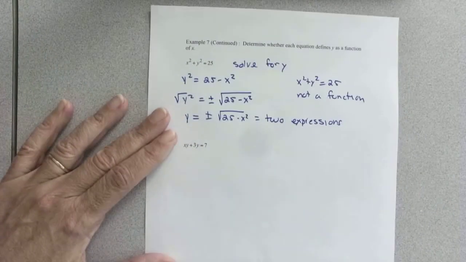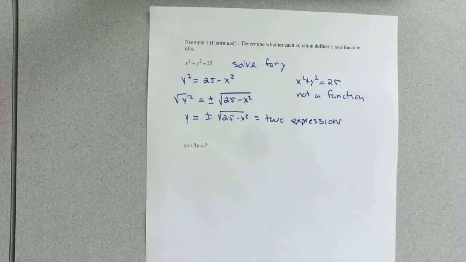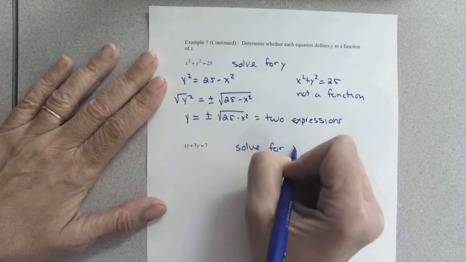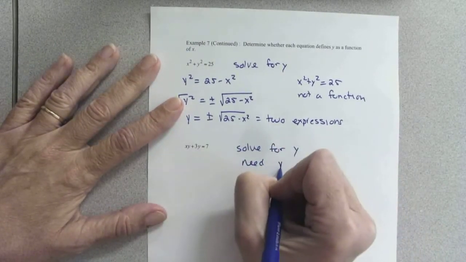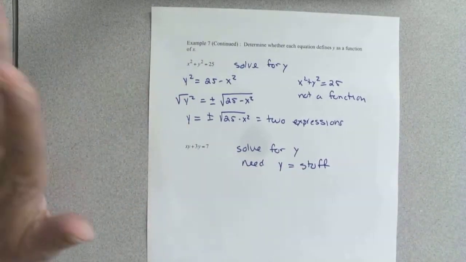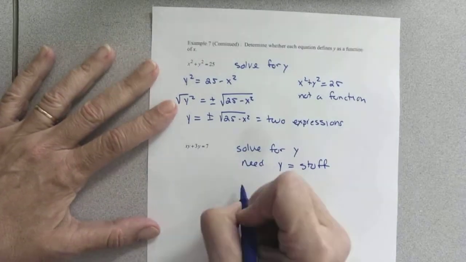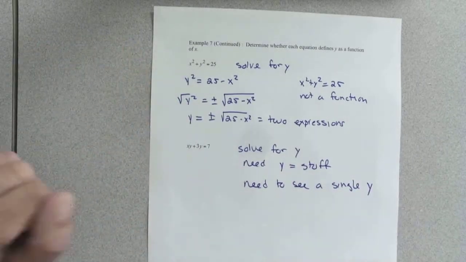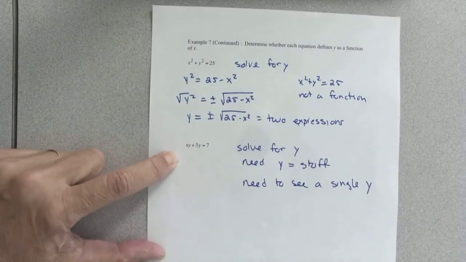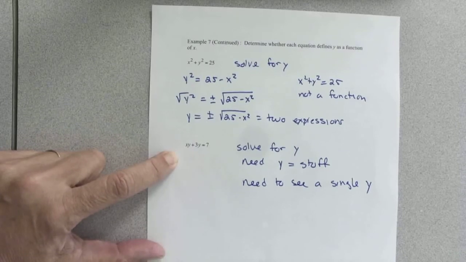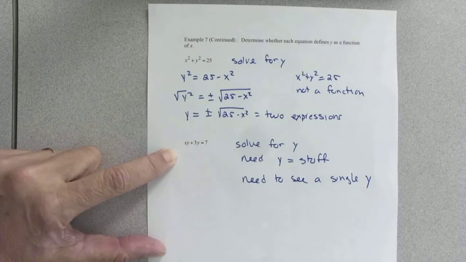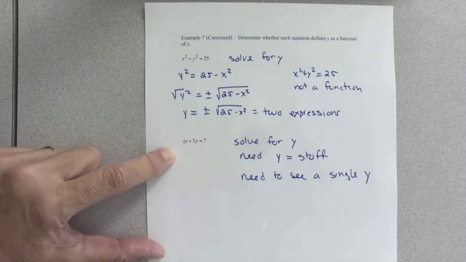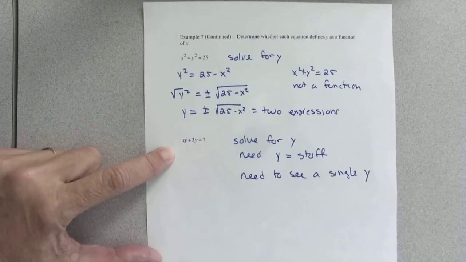Let's do it one more time. And this is probably the trickiest one to solve. I want to solve for y. And so I need y equals stuff. I need a single y. I need to see a single y. I've got xy plus 3y. There are 2 y's there. So I have to figure out a way I can rewrite that in an equivalent statement. It can look different, but it has to be equivalent. An equivalent statement that has just a single y in it.